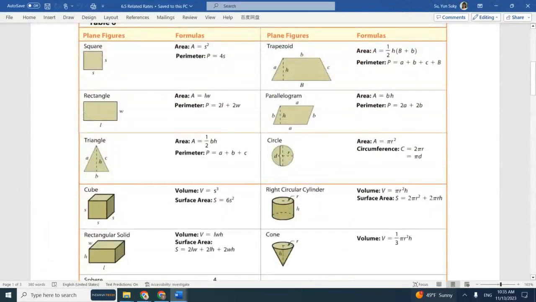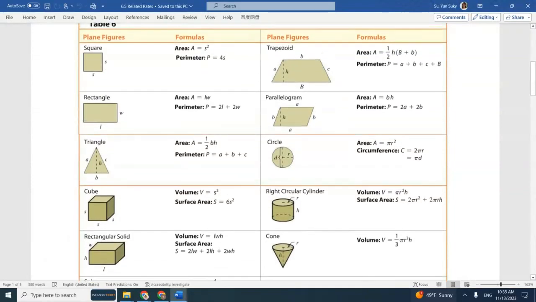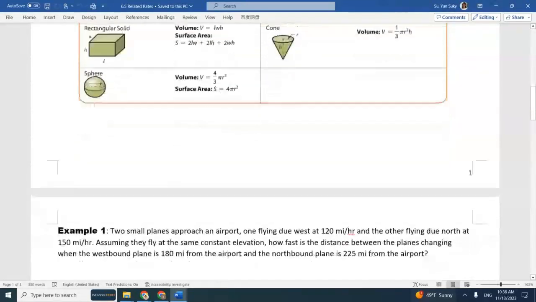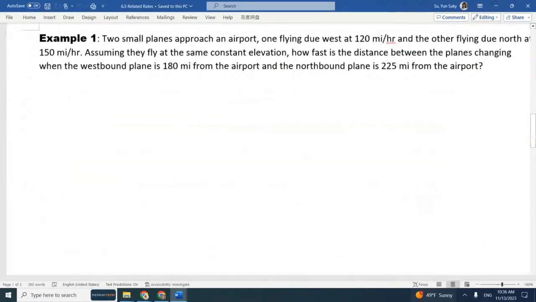Do you still remember this picture? You have 2D and 3D pictures. Yeah, 2D, you're talking about the area and the perimeter. 3D pictures, you're talking about the volume and surface area. Right, everybody? Okay, so let's look at examples.